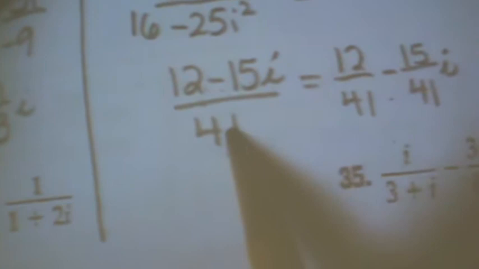So you're going to break this up in standard form. This looks like 12 over 41 minus 15 over 41 i.